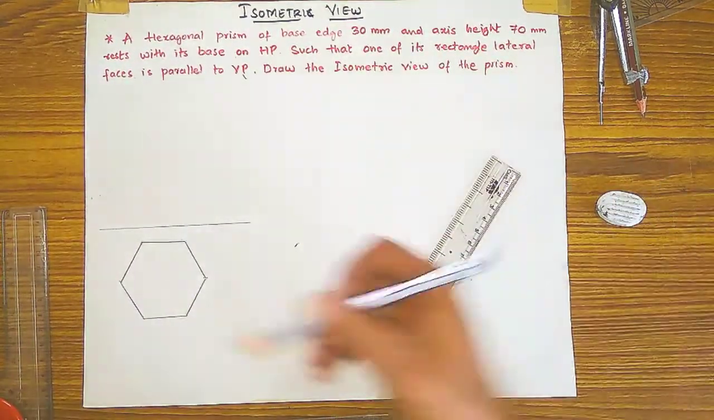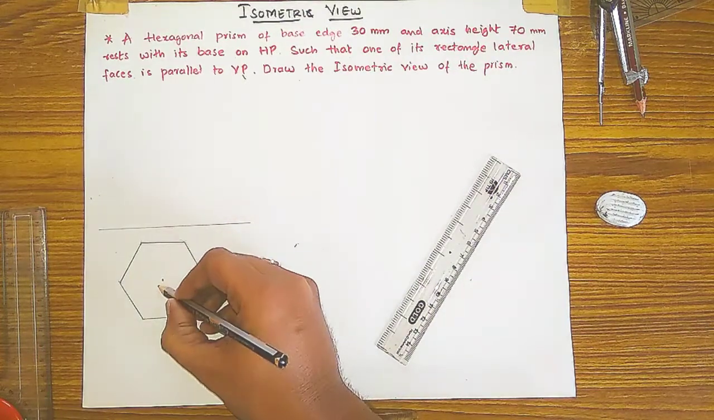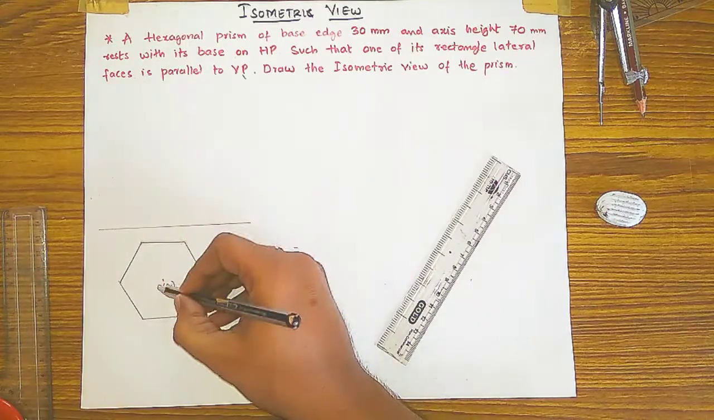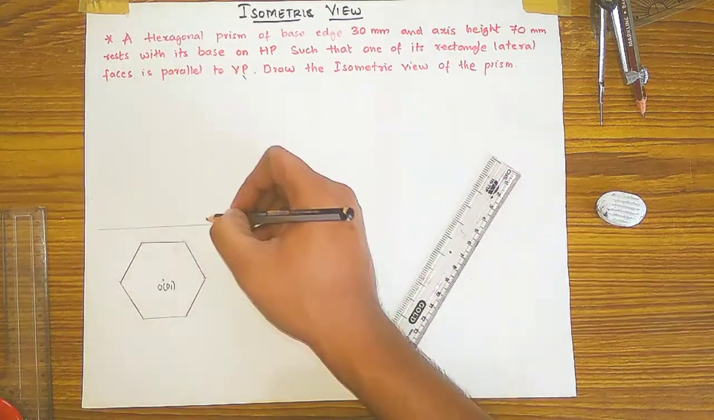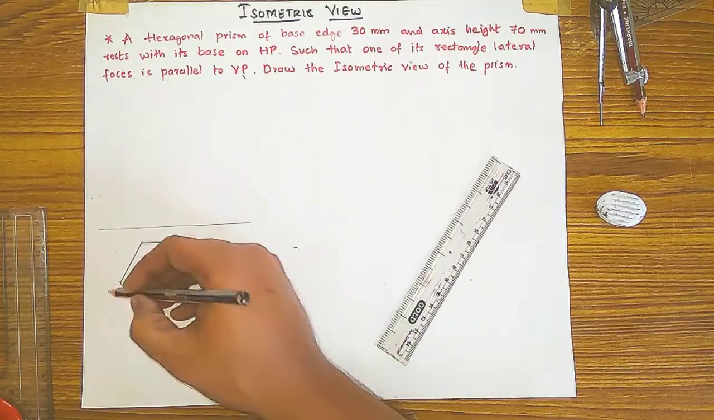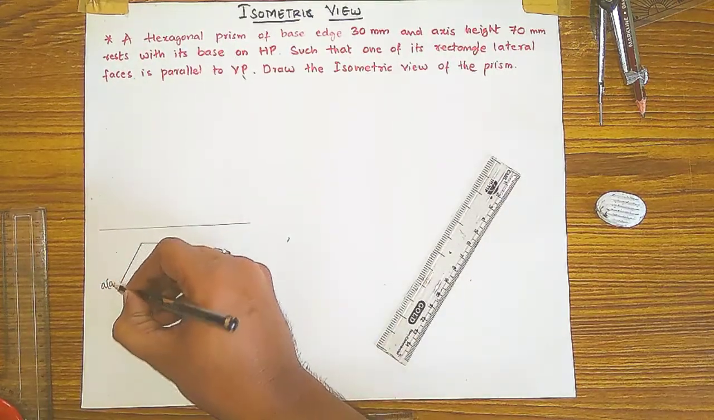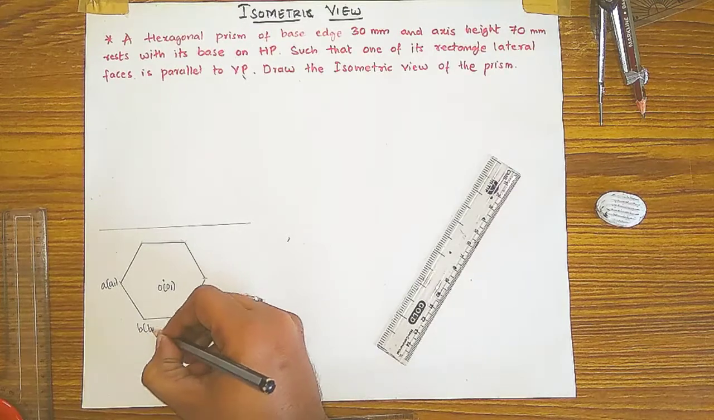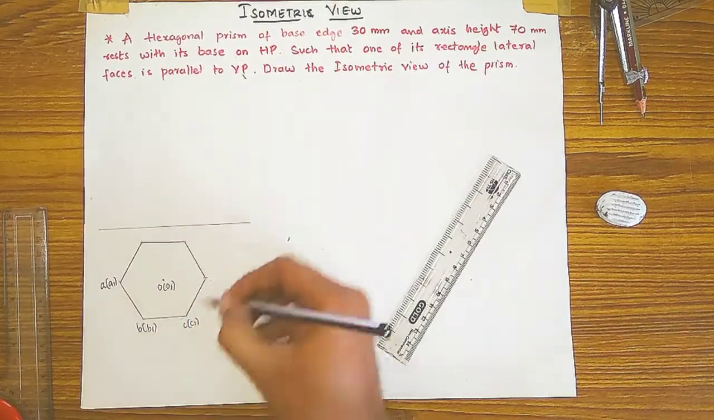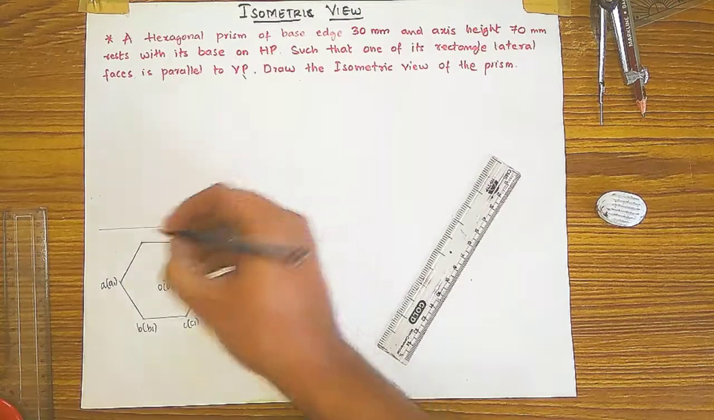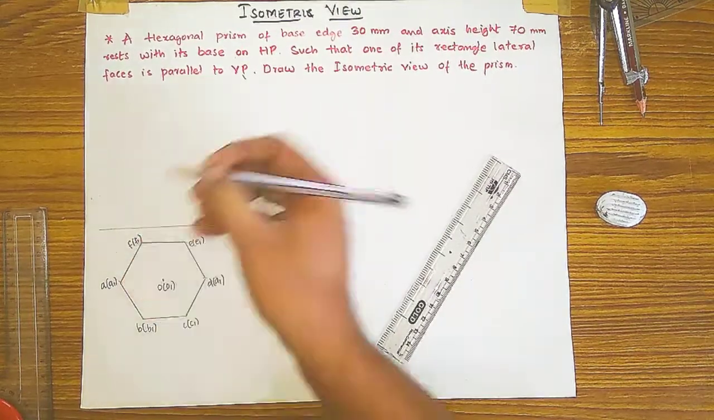Then the center point of the hexagon is the origin, so label it as O and O1. If a prism is there, two labelings should be done. If a pyramid is there, only O and O1, a single labeling. But for the prism, double labeling: A, A1, B, B1, C, C1, D, D1, E, E1, F, F1, like that.